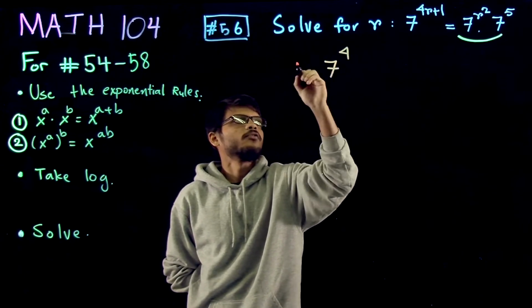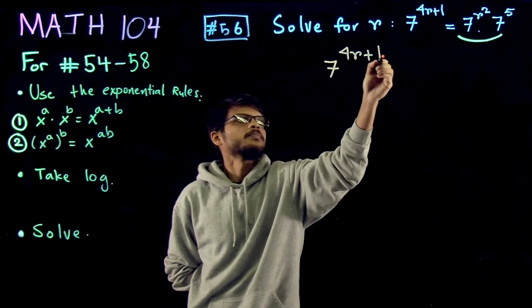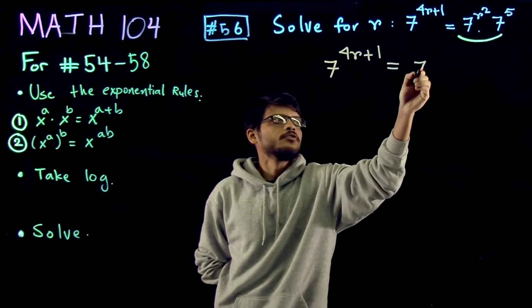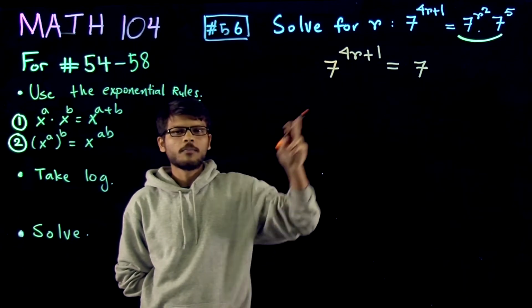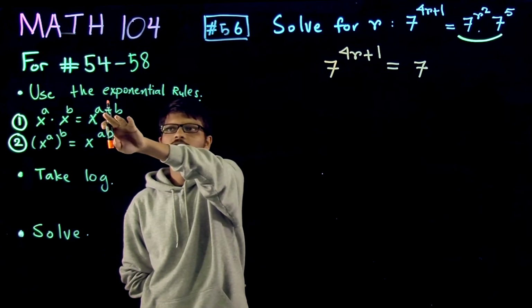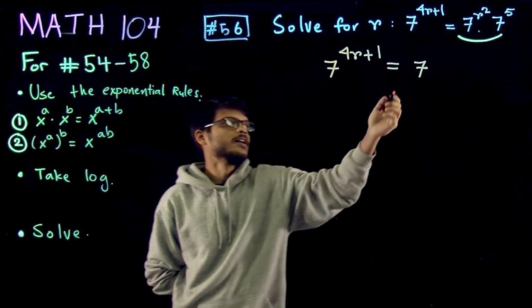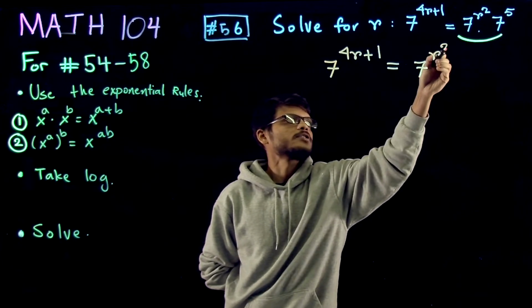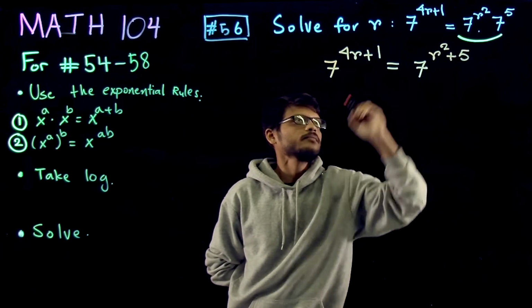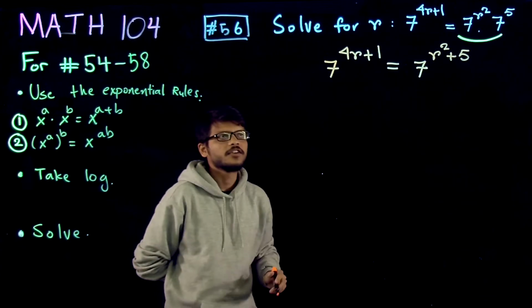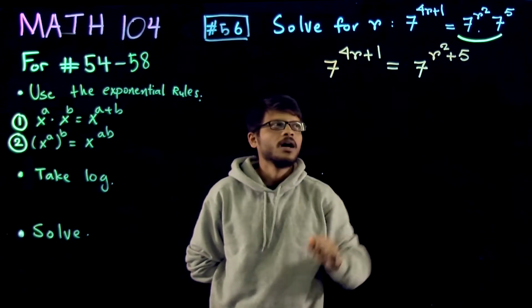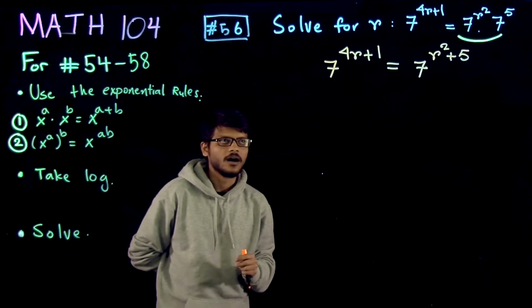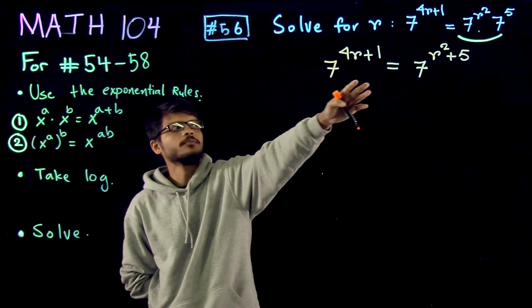7 to the power 4r plus 1 is equal to 7 to the power... now we are using law number 1. We are just going to add the exponents together, and we will get r squared plus 5. So now we have 7 to the power 4r plus 1 is equal to 7 to the power r squared plus 5. And the next step, as you can easily guess, will be to take logarithm on both sides.